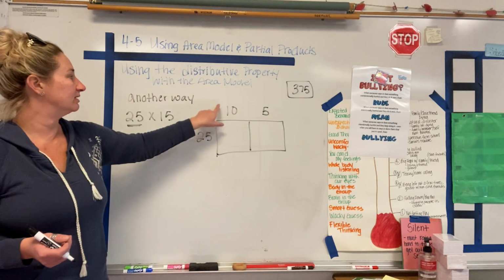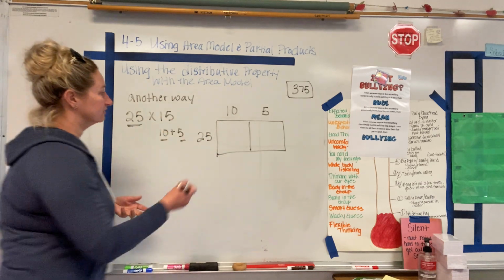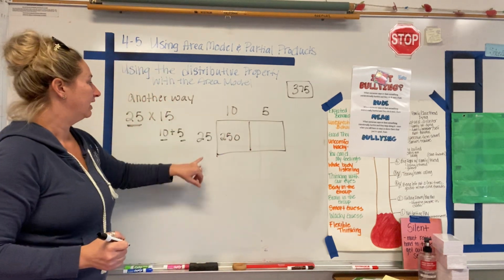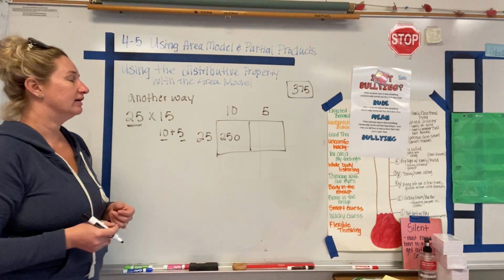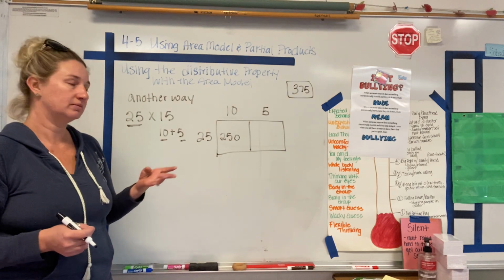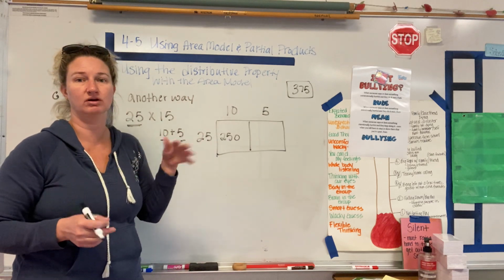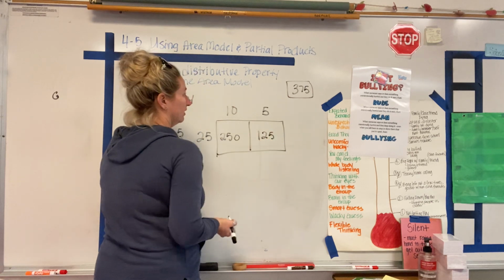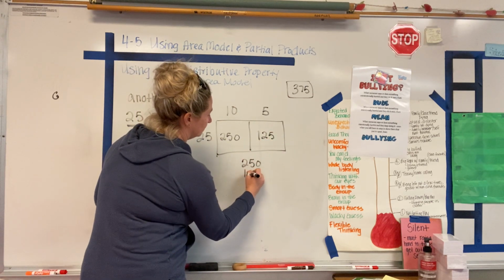So 25 times 10, I just add a 0 on, because 1 times 25 is 25, and add a 0 for the 0 there. And then 25 times 5, like if I'm counting by quarters, there's 4 quarters in $1 plus, because there's 5 here, plus another quarter, so that's $1.25. Okay, and then I add the 2 up, $2.50 plus $1.25.